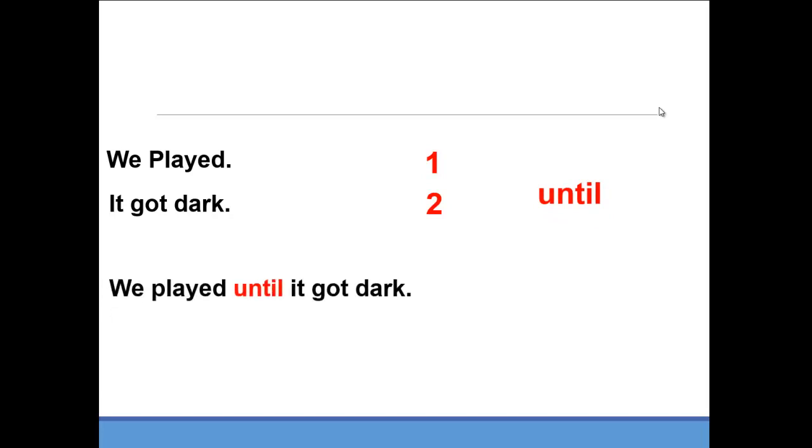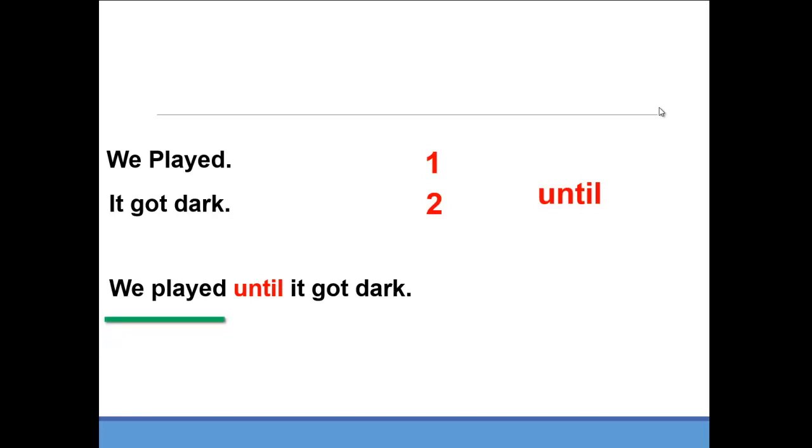We played, sentence number 1. It got dark, sentence number 2. Let's join those two sentences with the conjunction until. We played until it got dark. What is the meaning of the conjunction until? It means till the time. So we played till that time it got dark.